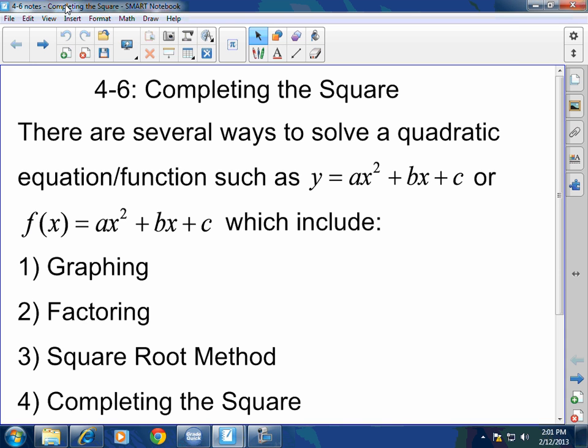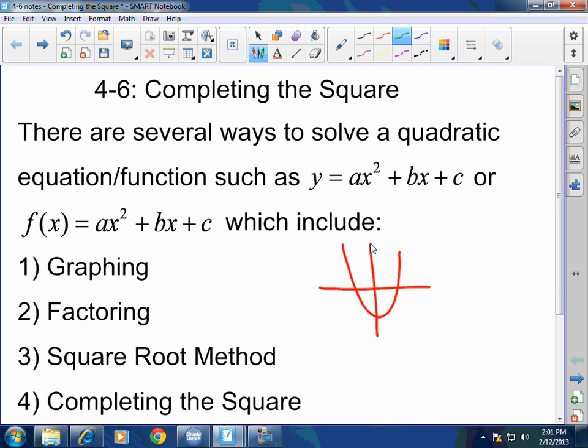Remember that when we're solving quadratic equations, we're looking for their x-intercepts. If this is the quadratic equation, that's your parabola. Remember, we're looking for these points right here, the x-intercepts, okay? Just want you to keep that in mind because after these sections, I'm going to go into graphing. And that's what we're looking for, the points where the x-intercepts are located. That's the solution to a quadratic equation.